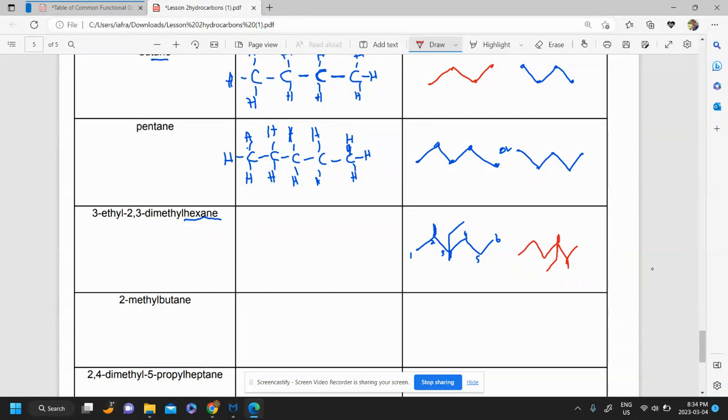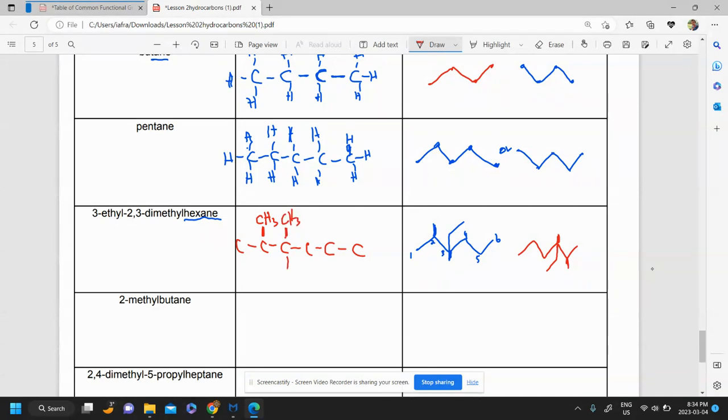So we have hexane, 1, 2, 3, 4, 5, and 6. I always put my carbon outline first. Then I have my, let's just count from the left side. On carbon number 2, I have a methyl. And I'll draw it like this, CH3. On carbon number 3, I have a methyl as well. And I'll put it over here, CH3.